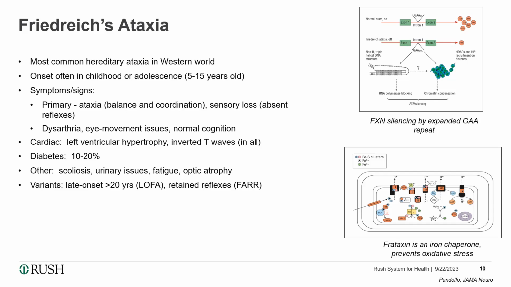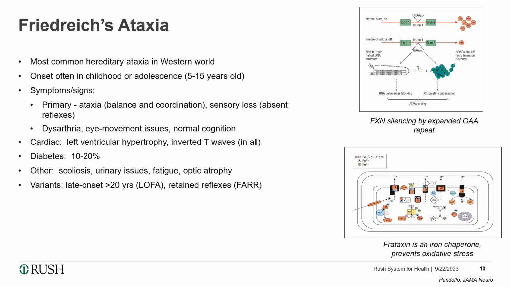Frataxin is known for being an iron chaperone. It prevents oxidative stress. And so some of the therapies are believed to be helpful because they target these iron pathways. This is the most common hereditary ataxia in the Western world. Onset is usually in childhood or adolescence. However, you want to think about it despite the age of your presenting patient.